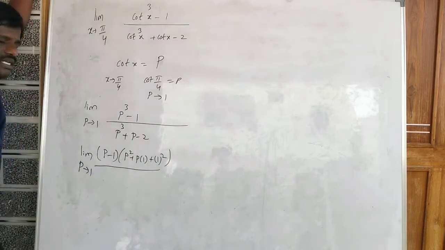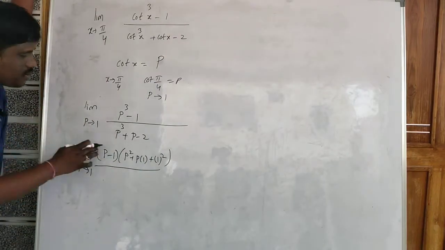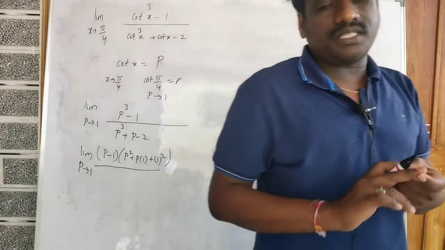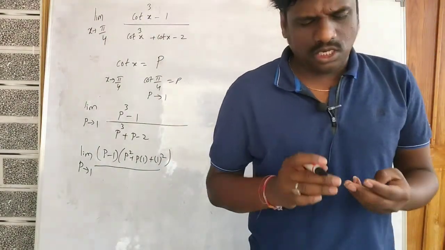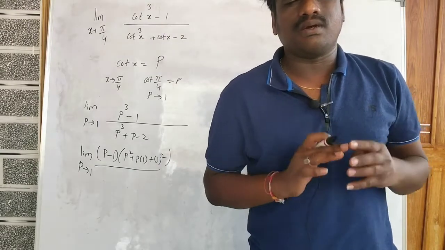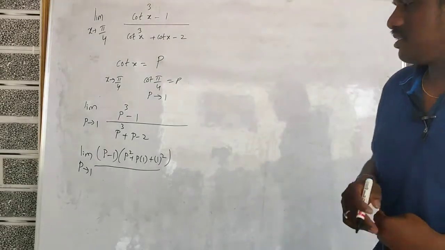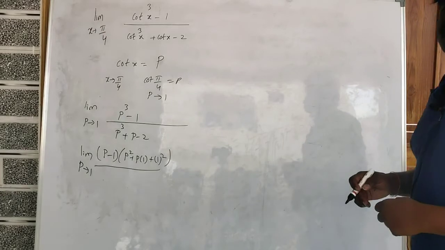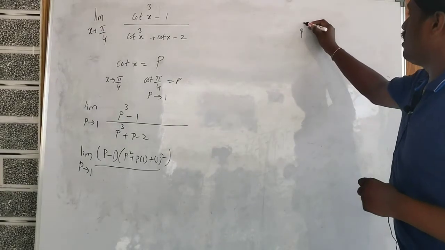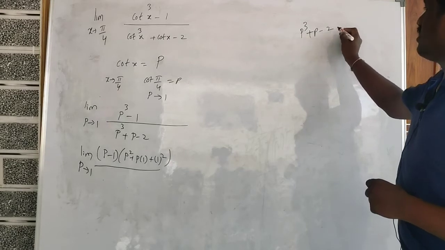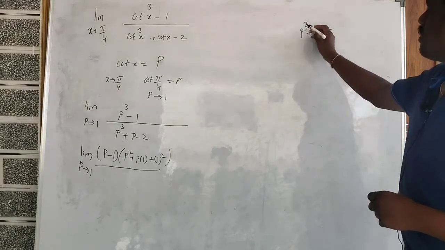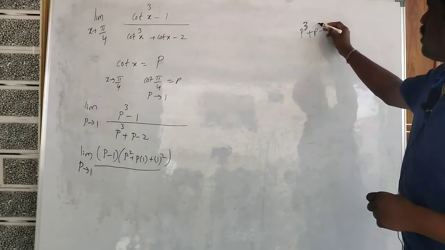I used a minus b. But this one, whenever you have degree more than 2, meaning cubic, biquadratic and more powers, then you approach a method that is called the synthetic division method. What to do here? This is third degree. This is first degree.